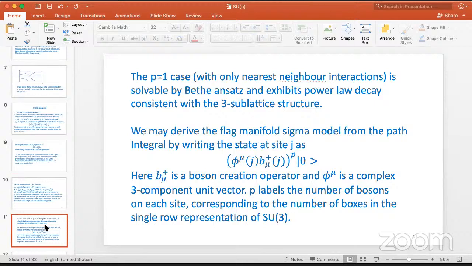So P equals K. It exhibits a power law in K, which is consistent with the 3 sublattice structure. We can actually derive a flag manifold sigma model from the path integral by writing the state at site j as follows, where b_u dagger j are the boson operators, and then we have some factorial multiplying this, some scalar multiplying this.